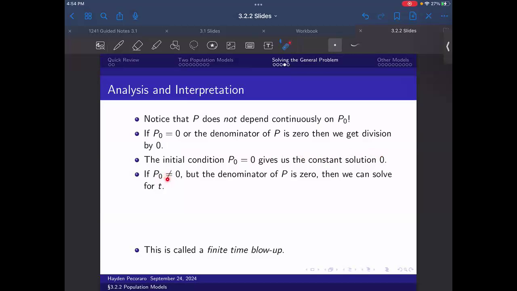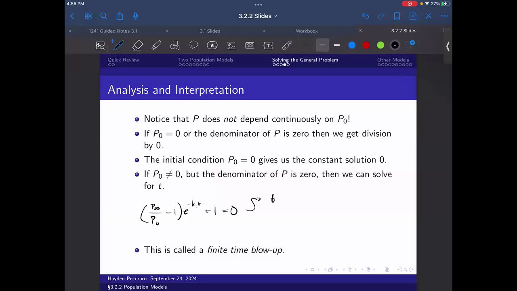If P0 is not equal to 0, but the denominator of P is equal to 0, we can solve for T. So let's do that. We get P infinity over P0 minus 1, e to the minus K1 T, plus 1 equals 0. Okay, and we can solve that for T.